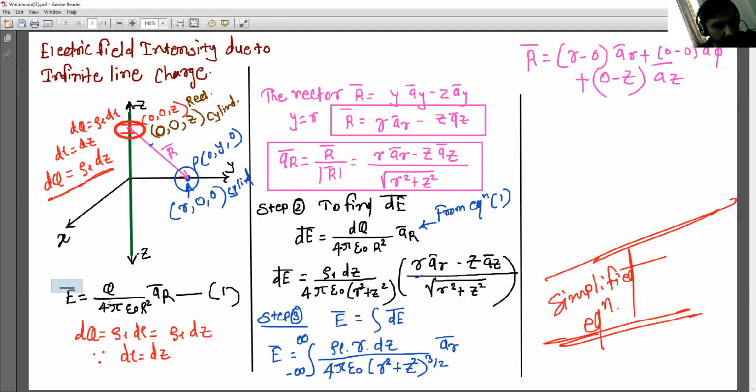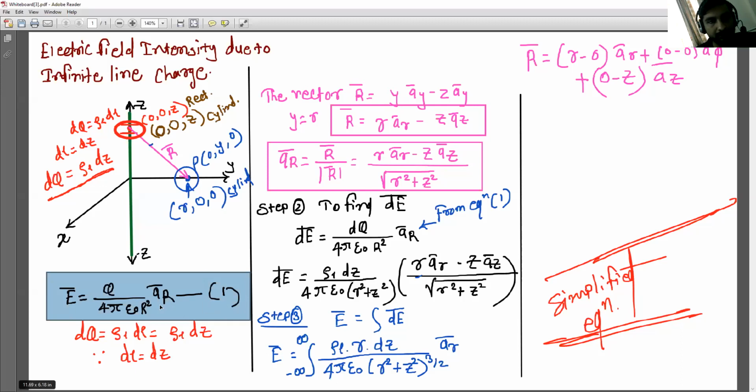What is that formula? Electric field intensity E bar is equal to Q upon 4 pi epsilon naught r square a bar r. This is equation number 1, right? So we know that if point charge is given, by using this formula, that is formula number 1, you can easily calculate the electric field intensity. But the problem arises when the charge configuration is different other than point charge. It can be line charge, it can be surface charge, or it can be a volume charge, right?